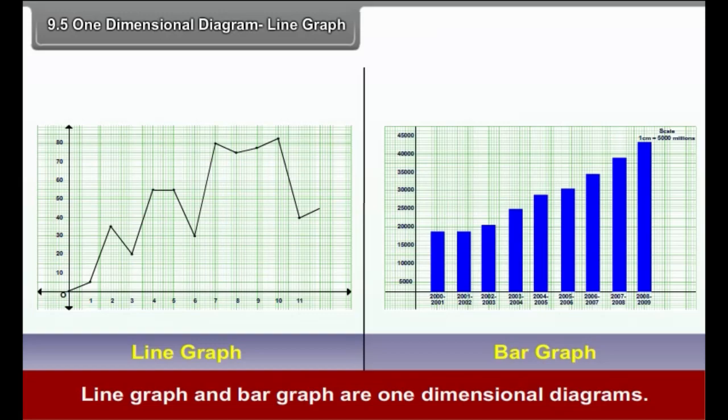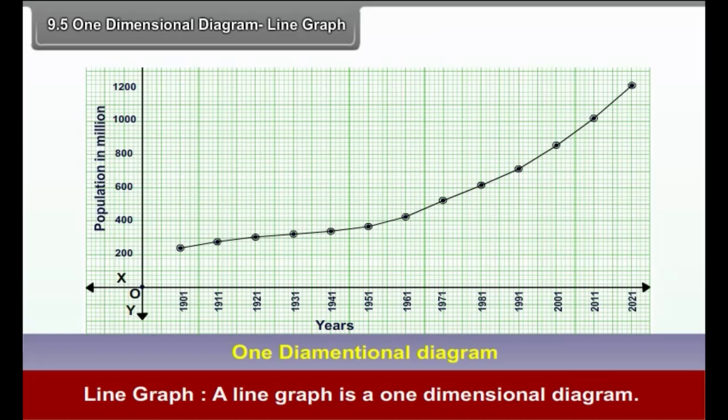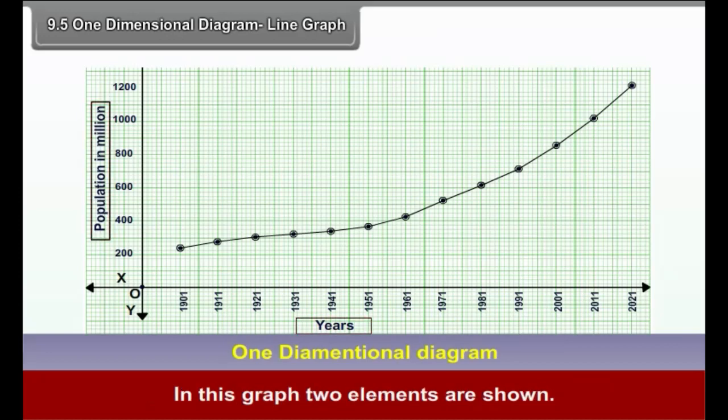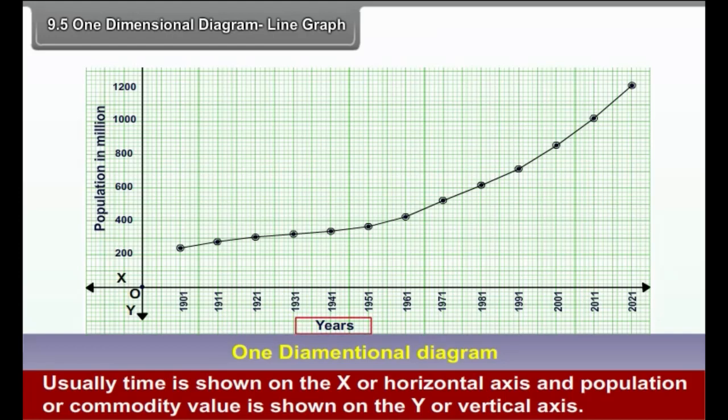9.5 One-dimensional diagram. Line graph and bar graph are one-dimensional diagrams. Line graph. A line graph is a one-dimensional diagram. In this graph, two elements are shown. Usually, time is shown on the x or horizontal axis and population or commodity value is shown on the y or vertical axis.